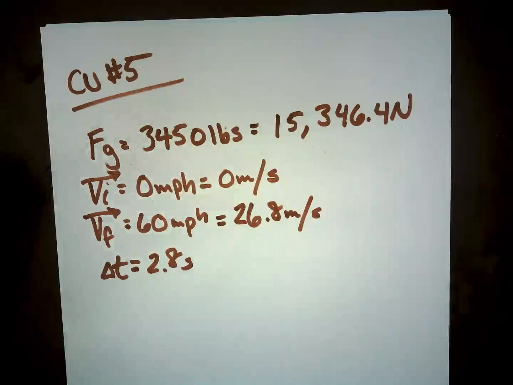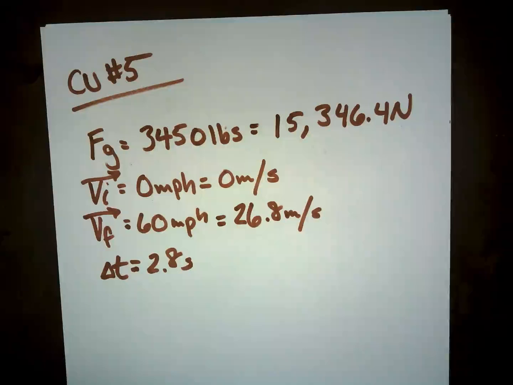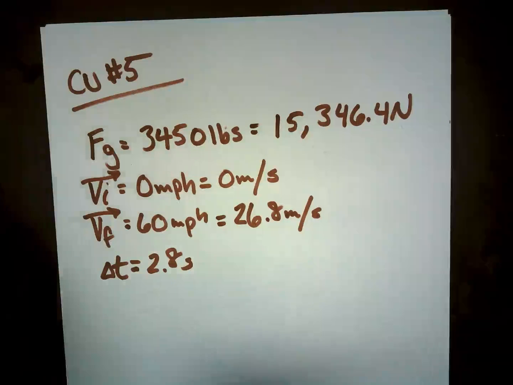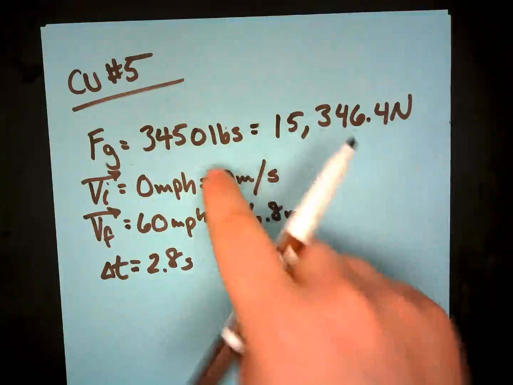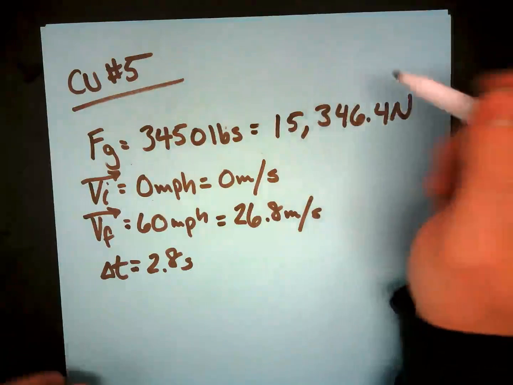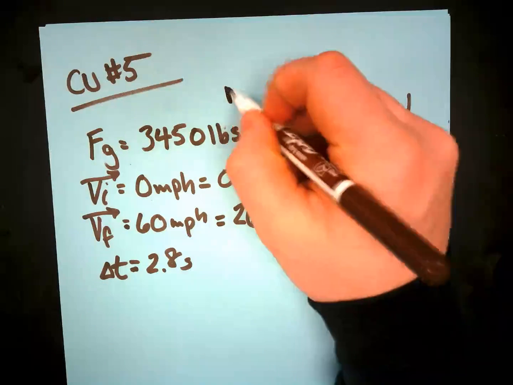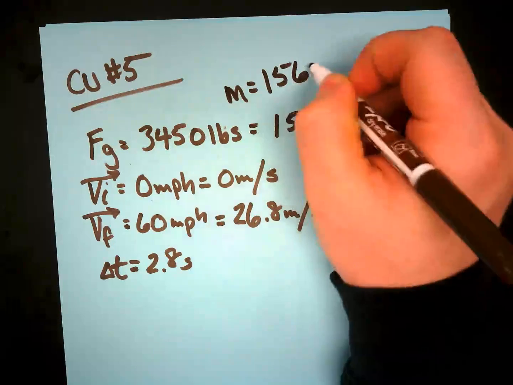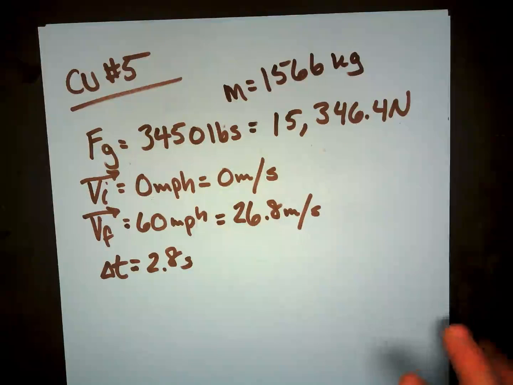Now, this one's a little tricky. There's a lot of converting, and some things that are given and some that are not. The pounds should also be converted to mass more than anything. So real quick, 15,346 divided by 9.8. So mass is going to be 1,566 kilograms. Okay, so we've got mass as well.